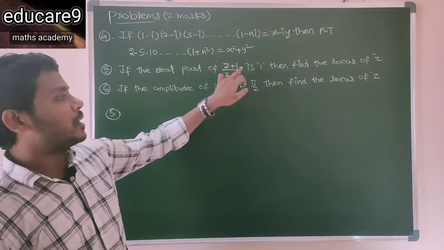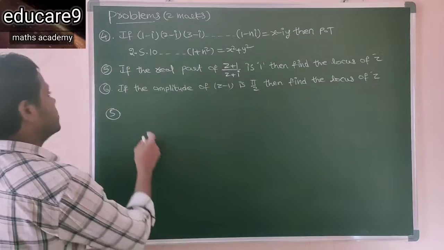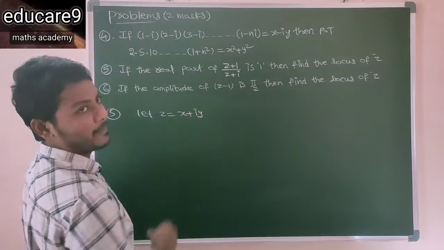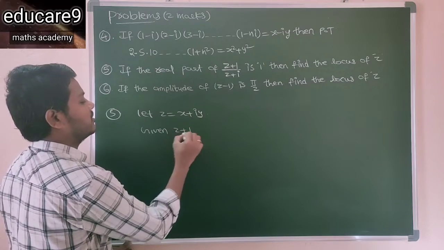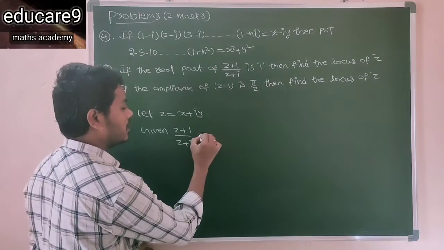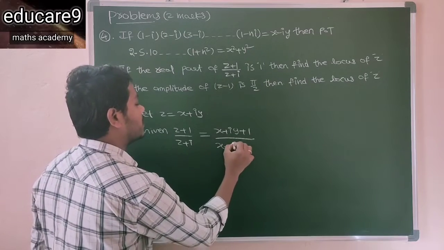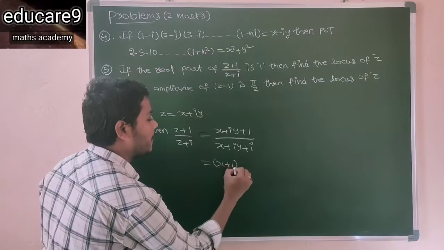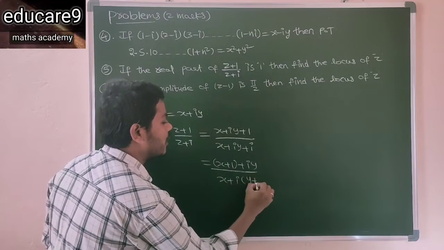If the real part of (z plus 1) by (z plus i) is 1, then find the locus of z. So see here, let z equal x plus iy. Given (z plus 1) by (z plus i). So what is z? x plus iy plus 1 divided by x plus iy plus i. Now this is x plus 1 plus iy divided by x plus i times (y plus 1).